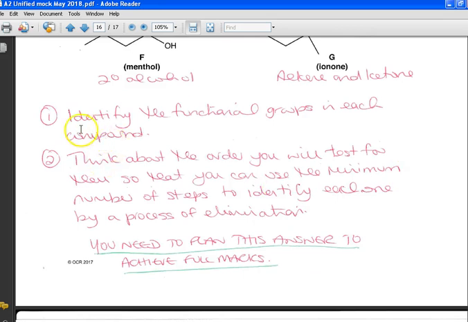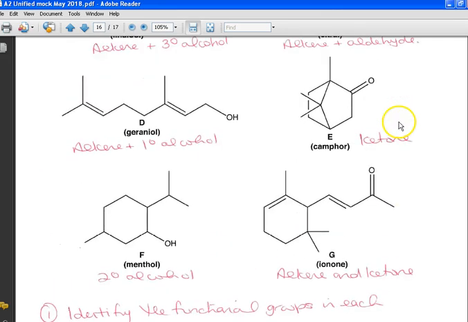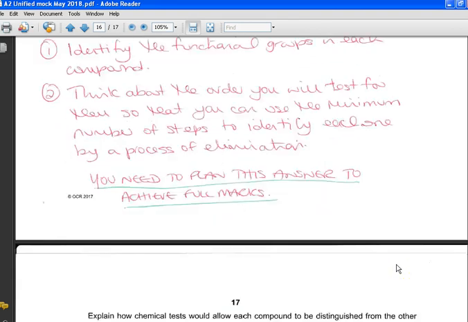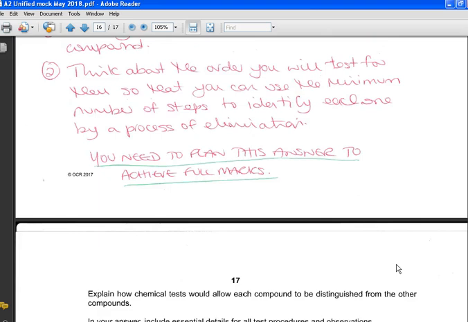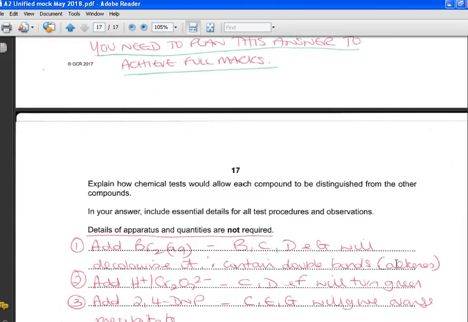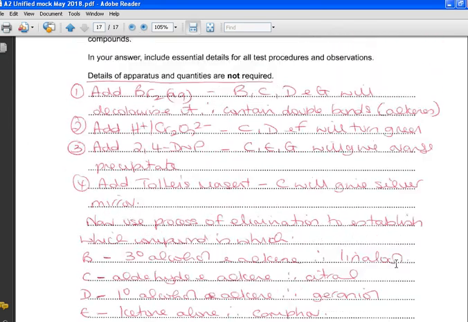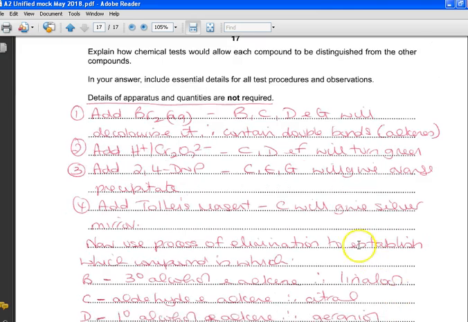So I've written here, the first thing to do is identify the functional groups in each compound, which I've written under each one. Then think about the order that you will test for them so that you can use the minimum number of steps to identify each one by a process of elimination. If you don't plan this answer, it's going to be really hard to achieve full marks because it just becomes all messy. So scribble on the back of the exam paper, have some kind of plan in your head before you start writing the answer out clearly.